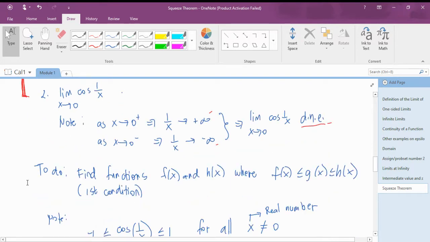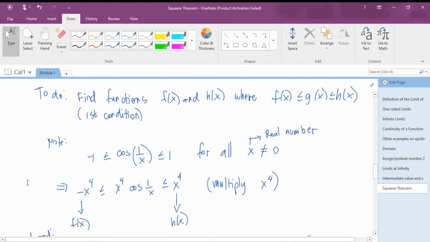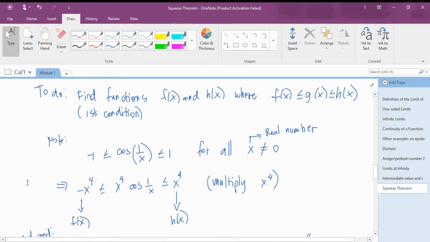So, pag gagamitin natin yung squeeze theorem, kailangan nating masatisfy yung dalawang conditions. Okay, so yung first condition, kailangan nating maghanap ng dalawang functions, yung f of x and h of x, where f of x is less than or equal to g of x, and that is also less than or equal to h of x.